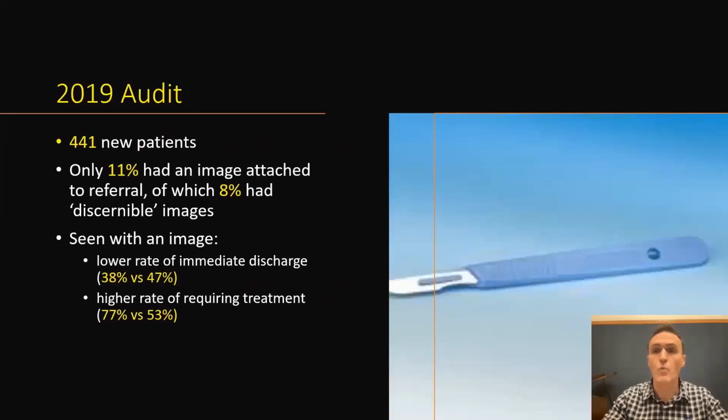So, what was the current setup I was dealing with? Well, we've already mentioned the 209 patients which were waiting to see me. However, I decided to look at this more closely, and when I audited all the patients that attended the oculoplastic service from the year 2019, I found that there were 441 new patients, of which only 11% had an image attached to the referral. And of these, only 8% were felt to be discernible or good enough quality.